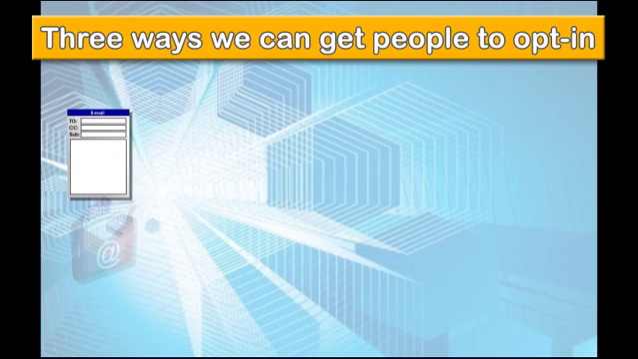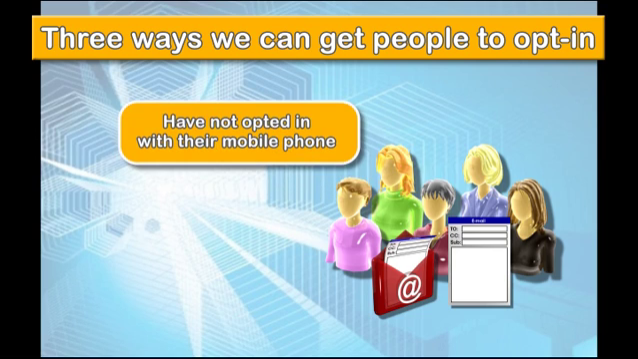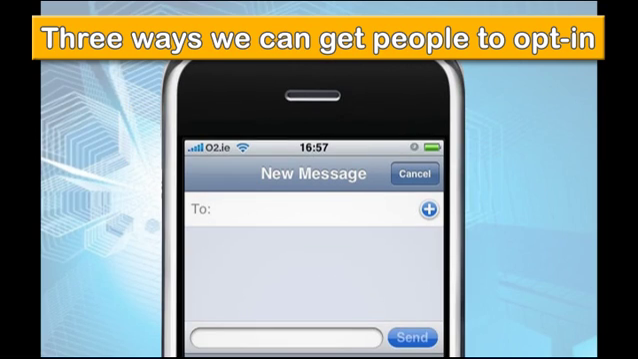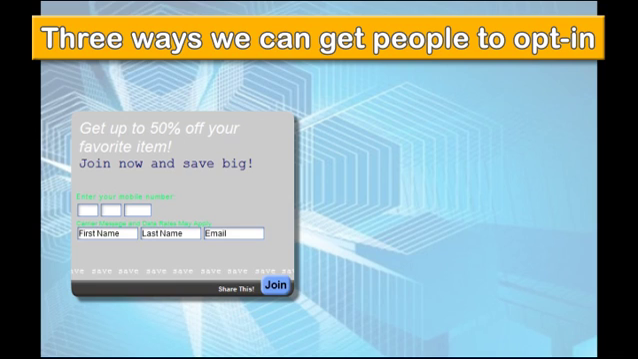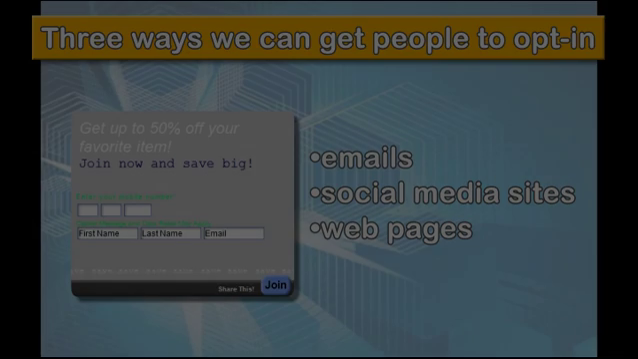Send an email or direct mail message to people who you already have in your database who have not opted in with their mobile phone. Direct people to text into their cell phone a keyword to send to a shortcode. Or create a widget which allows a person to enter their phone number and other information which confirms they are opting in. This widget can be displayed on emails, social media sites, and web pages.